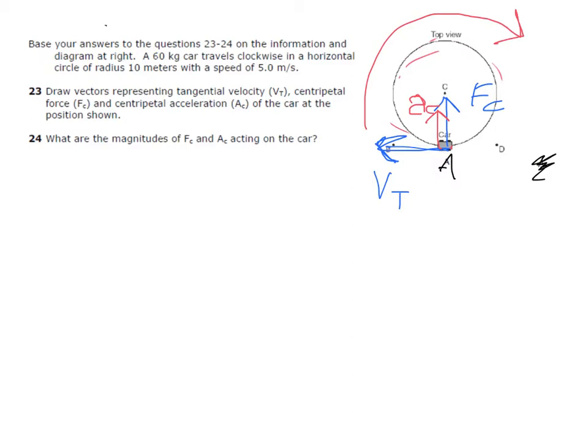So we have the force and the acceleration both toward the center of the circle. So they're in the direction of C, if A is down here. And the velocity is in this direction, the tangential velocity. Notice that they are at right angles to each other.